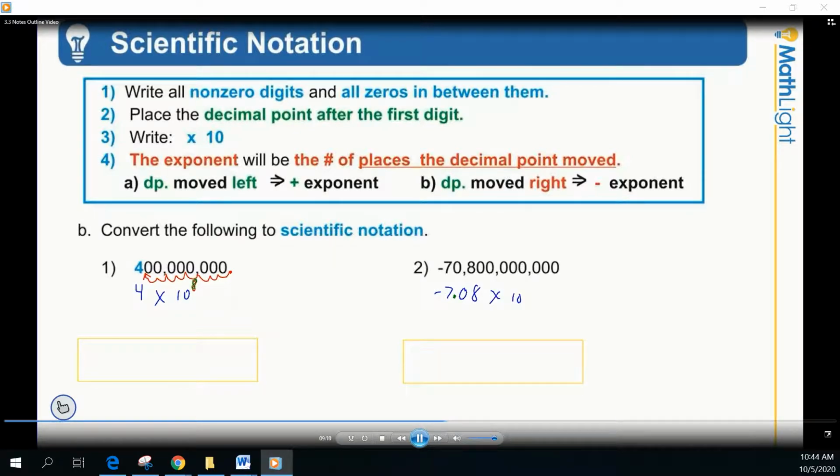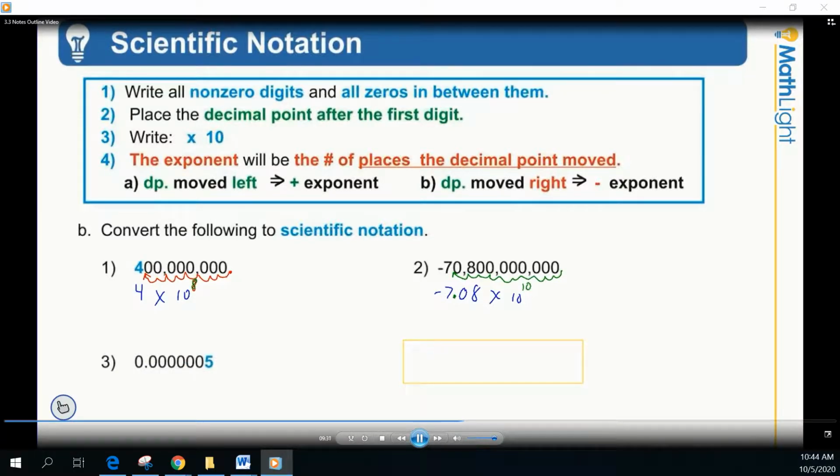Okay, pause it if you want to and figure it out. If not, here we go. All right, it's right there. 1, 2, 3, 4, 5, 6, 7, 8, 9, 10. So this is negative 7.08 times 10 to the 10th. Let's do another one. All right, so here's one now.